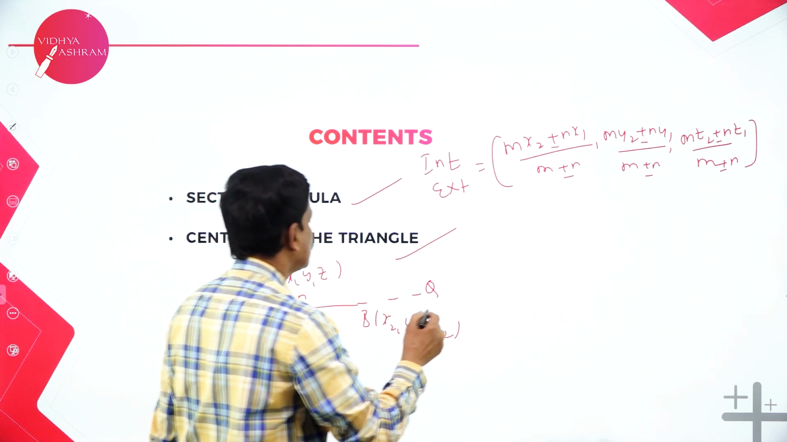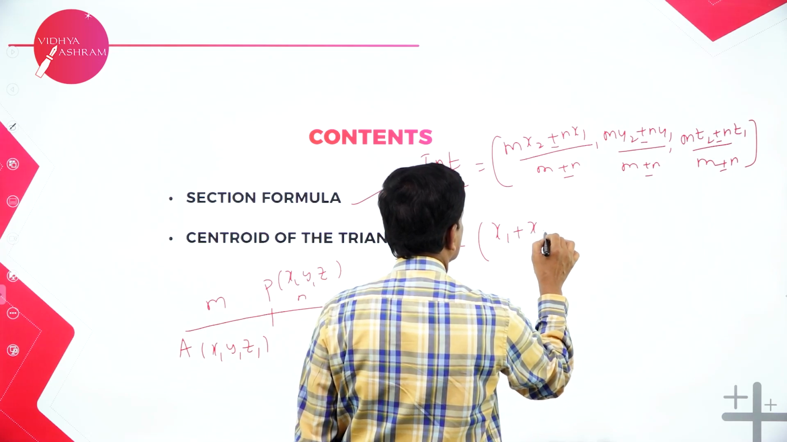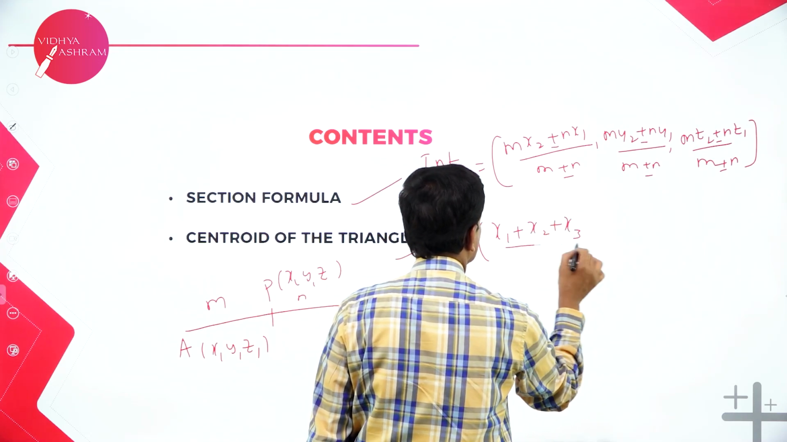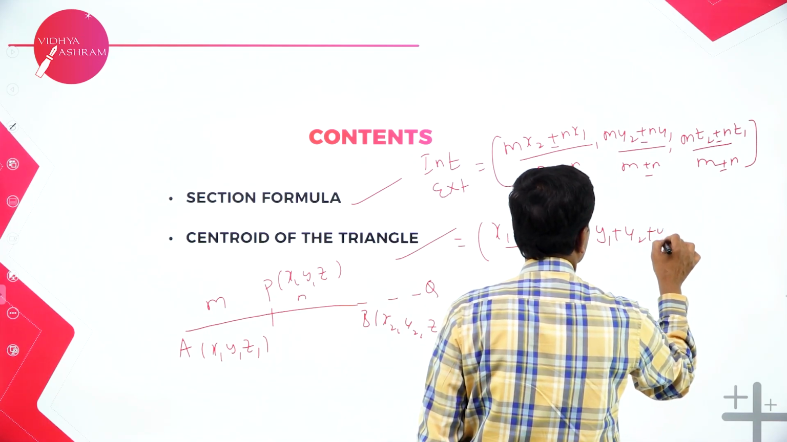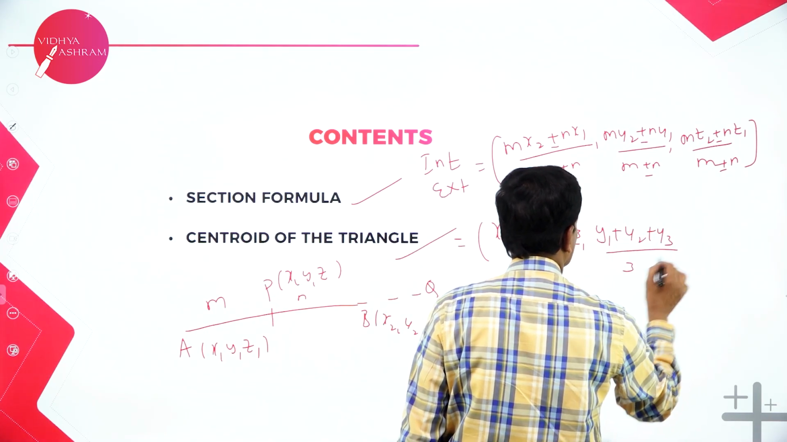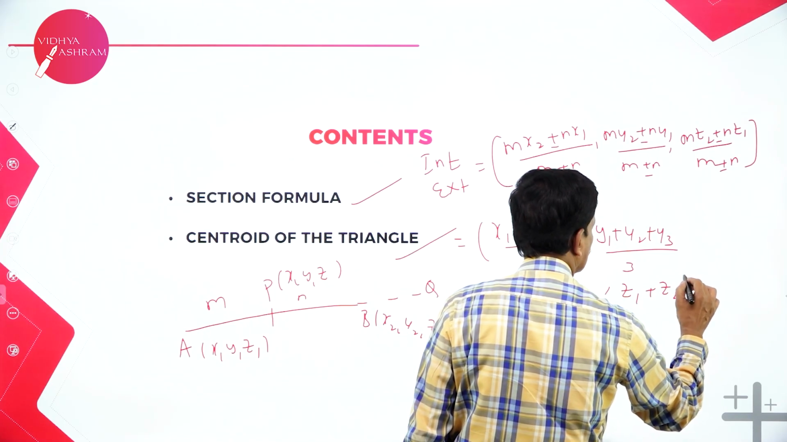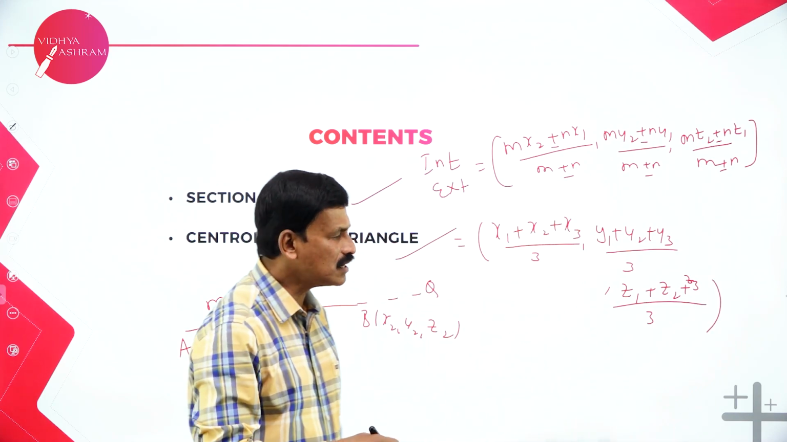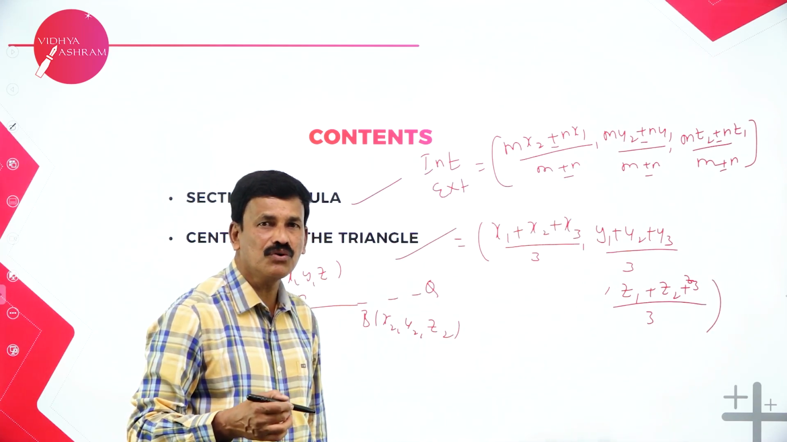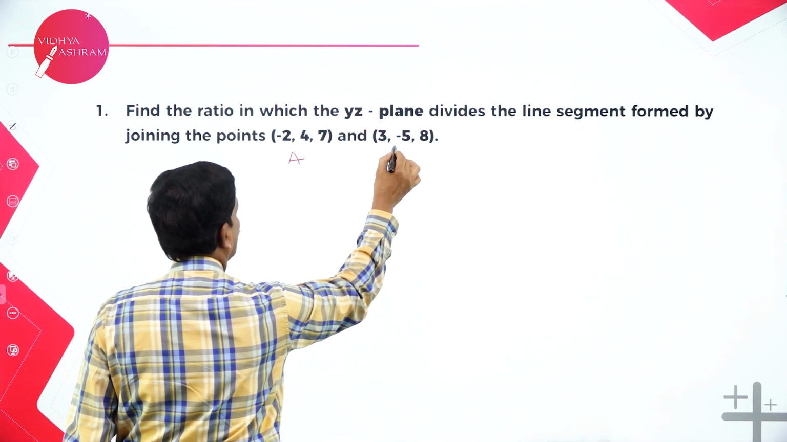And the centroid of the triangle is given by x1 plus x2 plus x3 divided by 3, comma y1 plus y2 plus y3 divided by 3, comma z1 plus z2 plus z3 divided by 3, which will give the centroid of the triangle. Now based on this, let me discuss a few problems. Let us consider this as A and B.